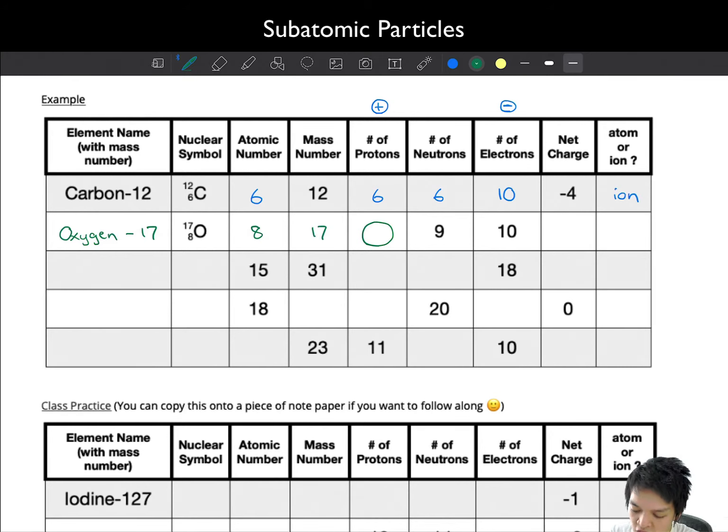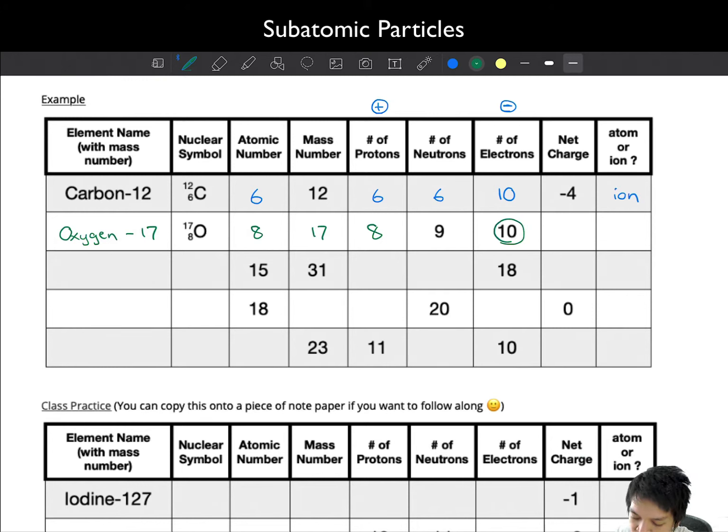This is always simple, because protons is always the same as the atomic number. If you don't have one of them, you can get it easily by knowing the other. Atomic number and protons are always the same. Now we know the number of neutrons, and we know the number of electrons, right? You can check to see if things make sense. So neutron, does it make sense if it's 9? Well, I know that protons and neutrons added together should give me mass number. So 8 plus 9 should give me 17. And that's correct. That is right, so that's good.